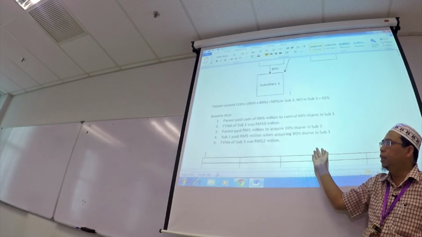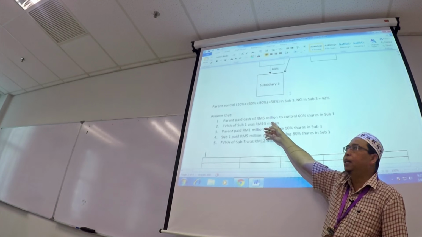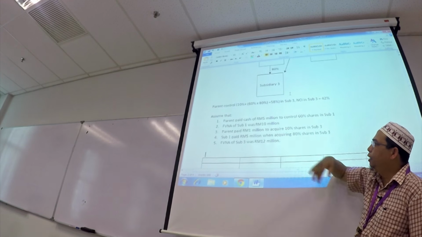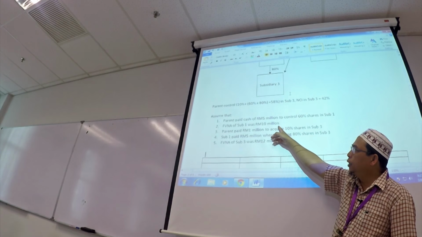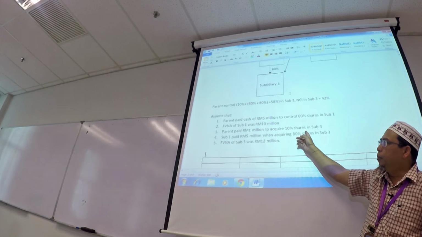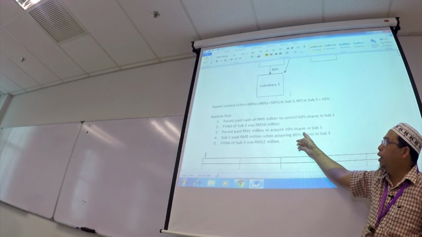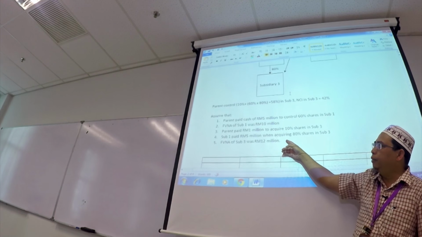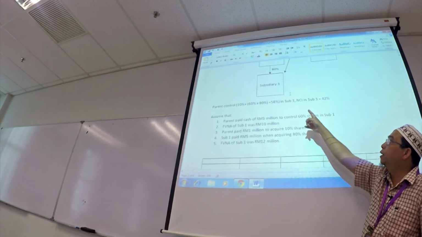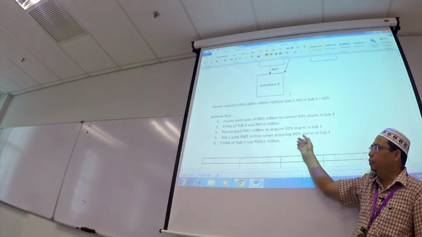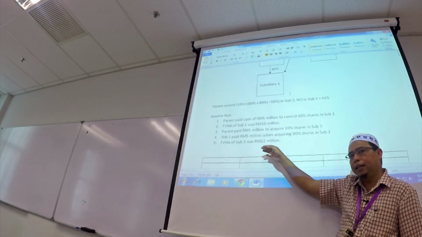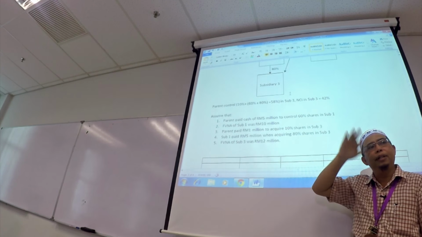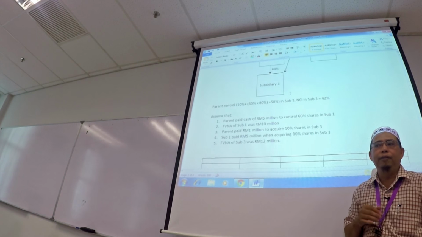So now let's assume that parent paid cash of 5 million to control 60% share in subsidiary 1 up there. And the fair value of subsidiary 1 was 10 million. Number 3, parent paid 1 million to acquire this 10% shares in subsidiary 3, and subsidiary 1 paid 5 million when acquiring 80% shares in subsidiary 3. And the fair value of net asset of subsidiary 3 was 12 million. Okay, let's say you have this information in your test or your final exam.